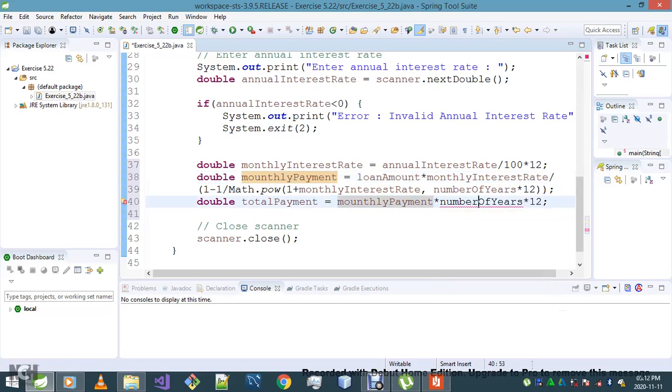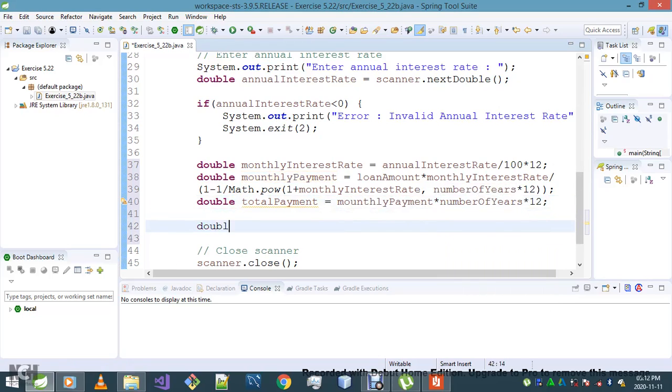Number of, not numbers, number of years. Okay, now that we've got that, it is time I get inside my loop. So let me define interest, principal, balance. I will then initialize my balance to my loan amount.